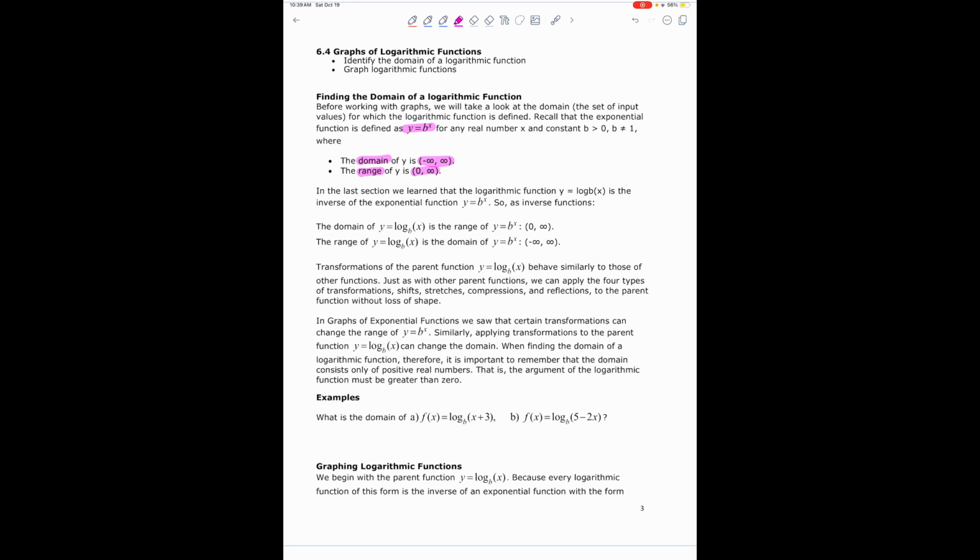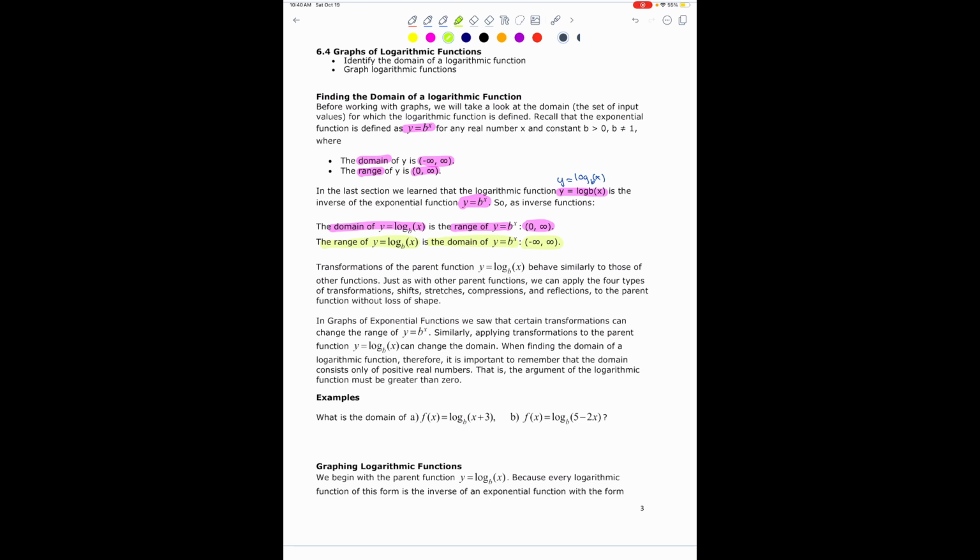In the last section, we learned that the logarithmic function y equals log base b of x, it's miswritten here, is the inverse of the exponential function y equals b to the x power. So as the inverse function, we know the domain of the logarithmic function is going to be the range of the exponential function. So the domain of the logarithmic function is going to be from 0 to positive infinity, exclusive of 0. The range of the logarithmic function is going to be the domain of the exponential function, and that is equal to negative infinity to positive infinity.